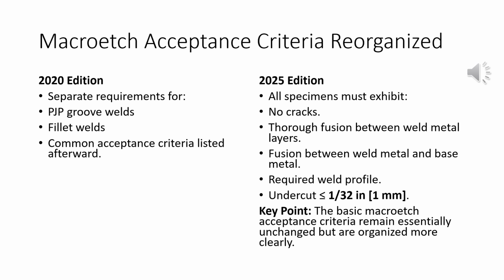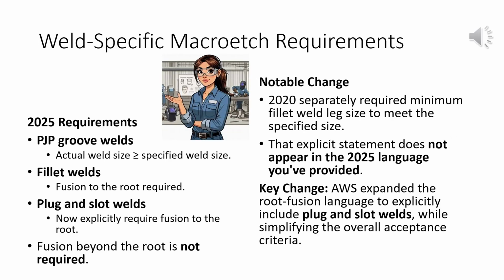So don't look at this section and assume AWS created an entirely new macroetch acceptance standard. Most of what we're seeing here is clearer organization of requirements that already existed. Weld-specific macroetch requirements. There are, however, a couple of details worth pointing out in the weld-specific requirements.